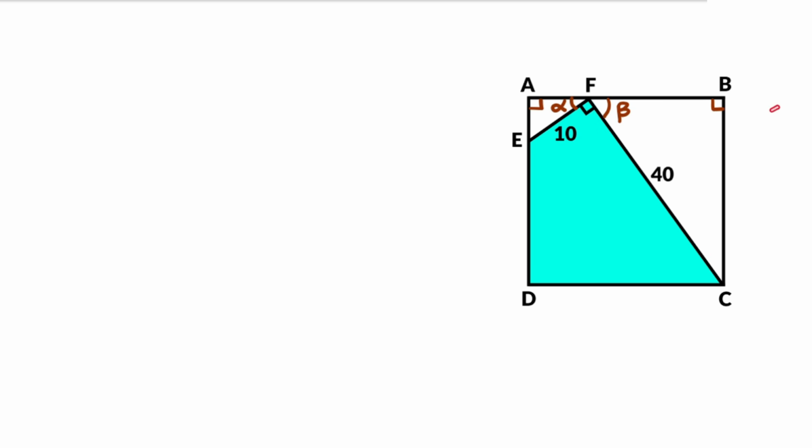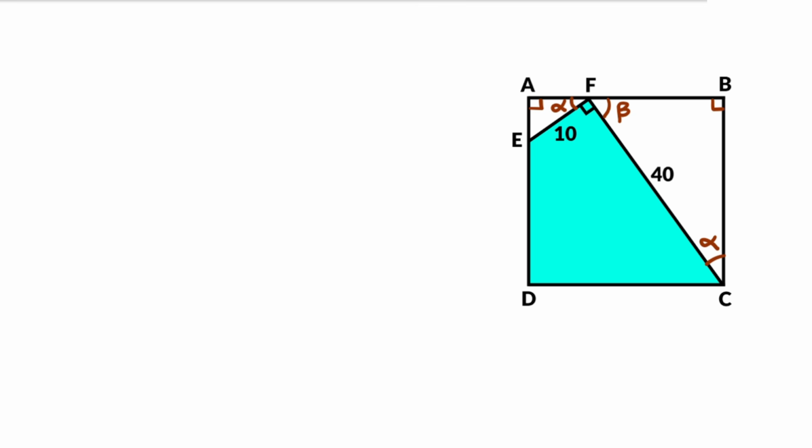Now, look carefully at the white triangle on the right, triangle FBC. It already has a 90-degree angle at B, and the top angle is beta. That forces the remaining angle to be alpha. And now something beautiful happens. The two outer white triangles, triangle AEF and triangle FBC, have exactly the same three angles, which means they are similar triangles. And once triangles are similar, their side lengths must follow the same ratio.